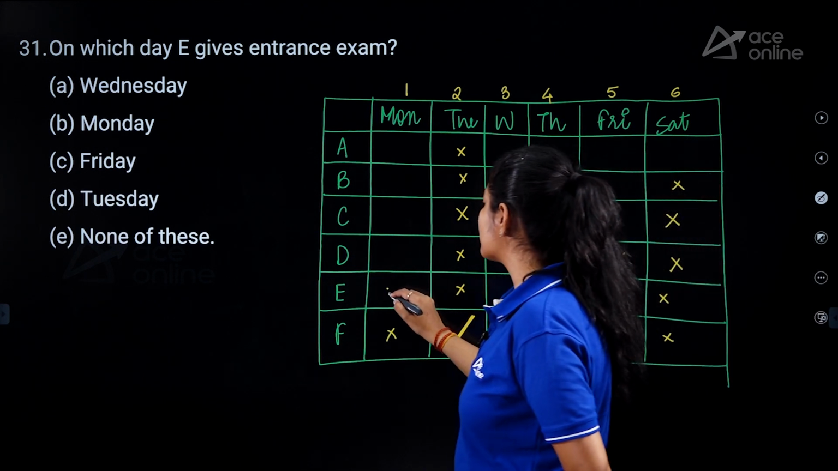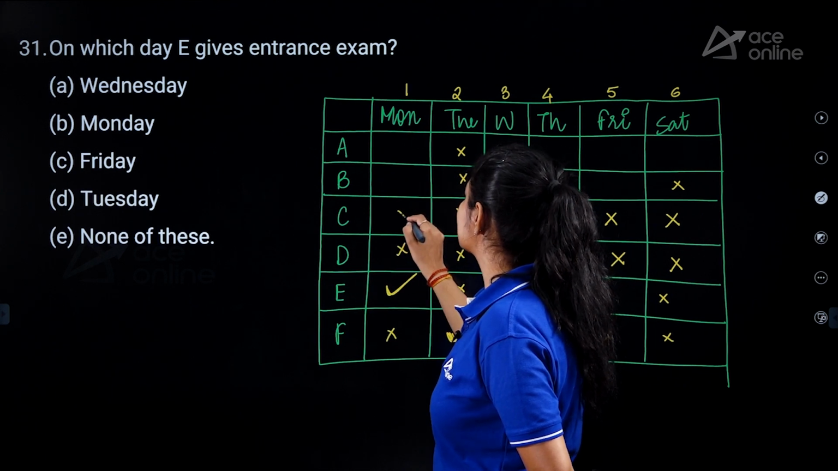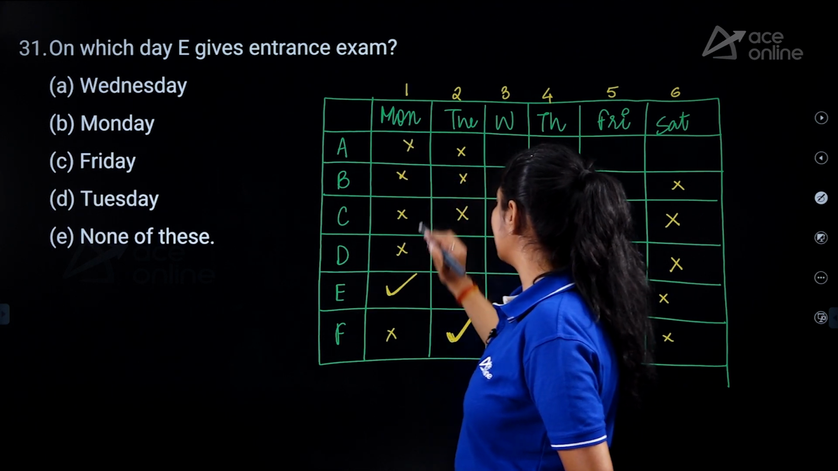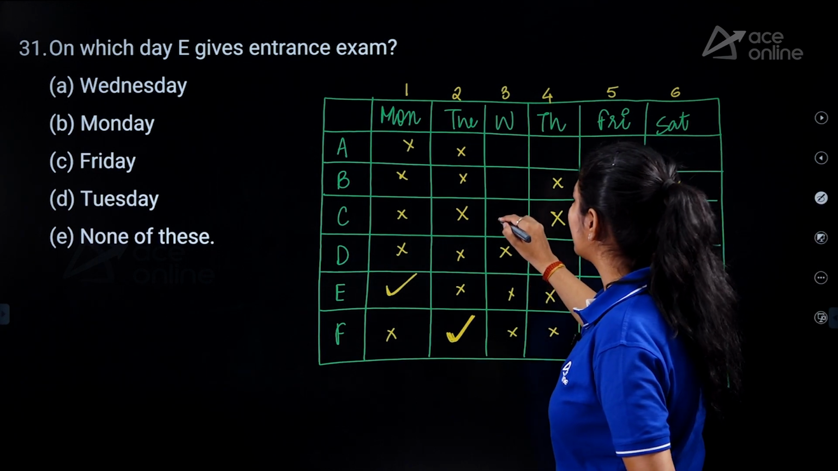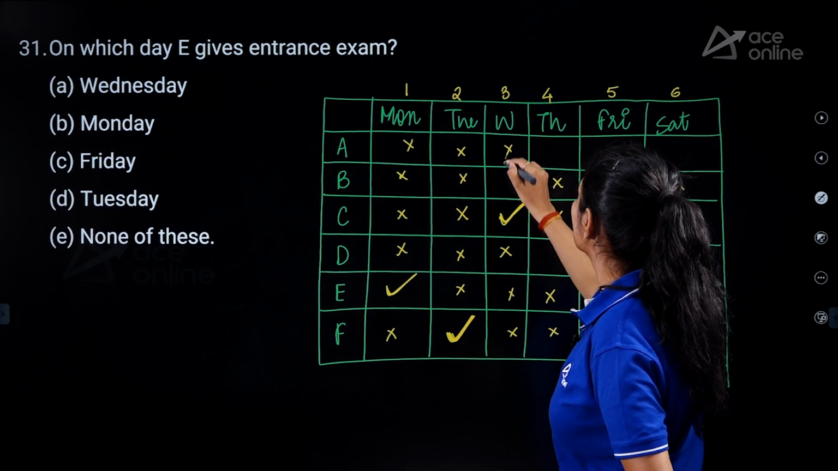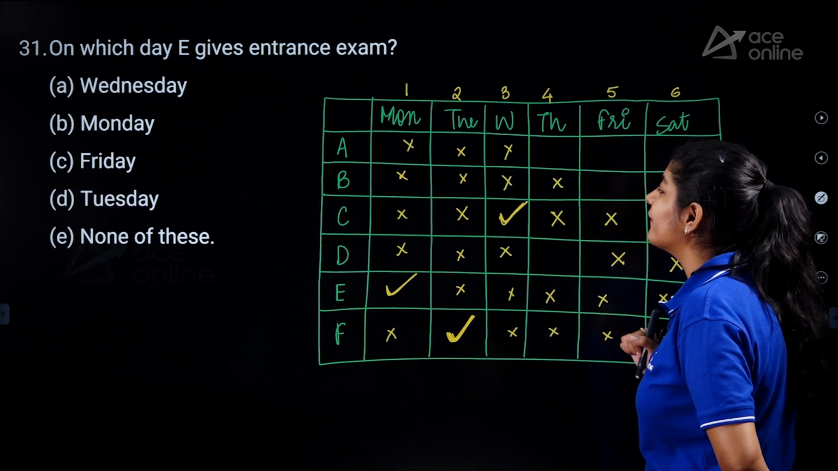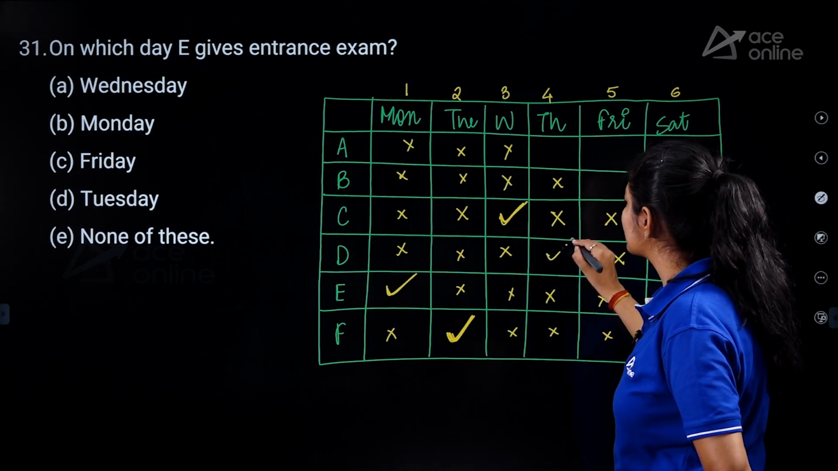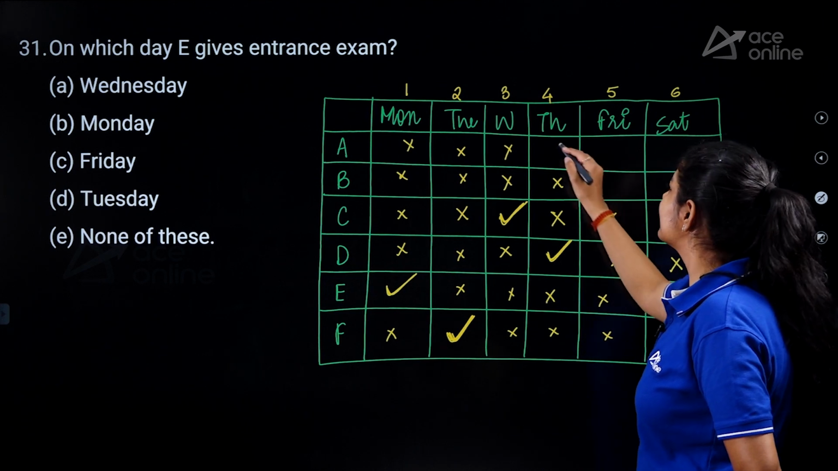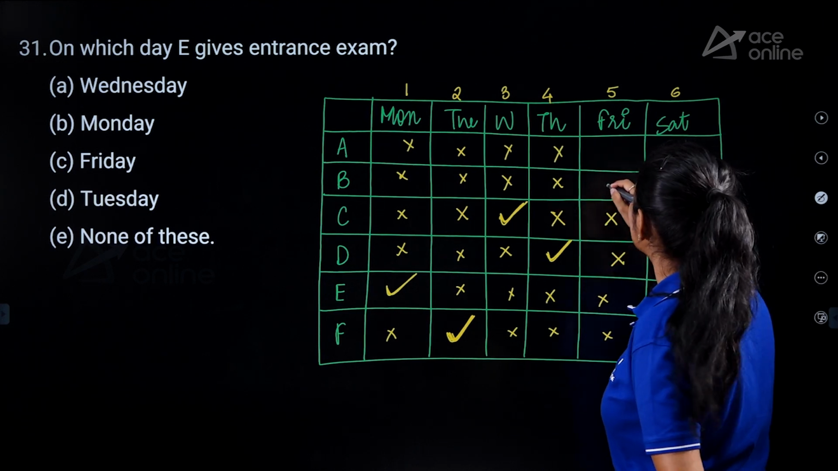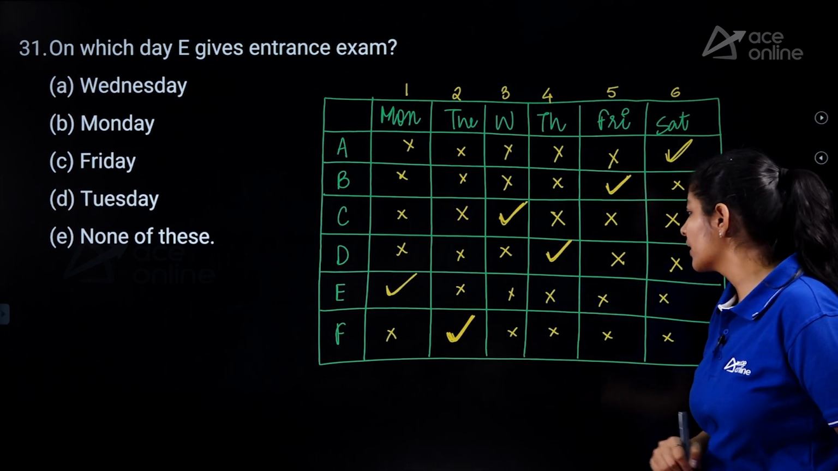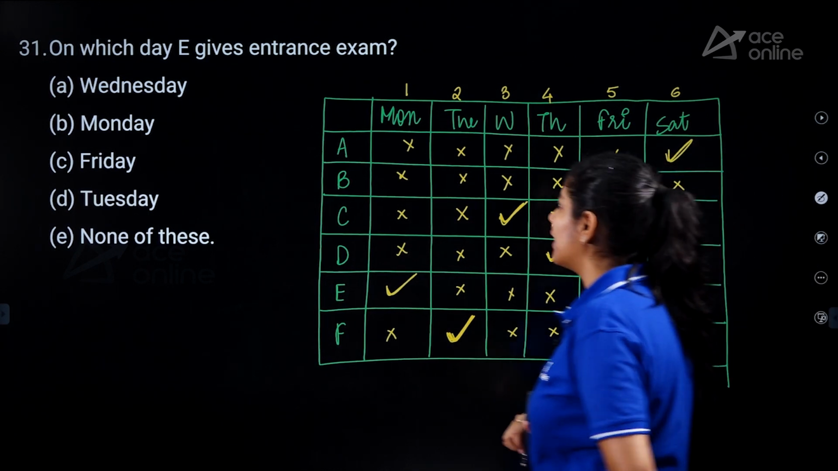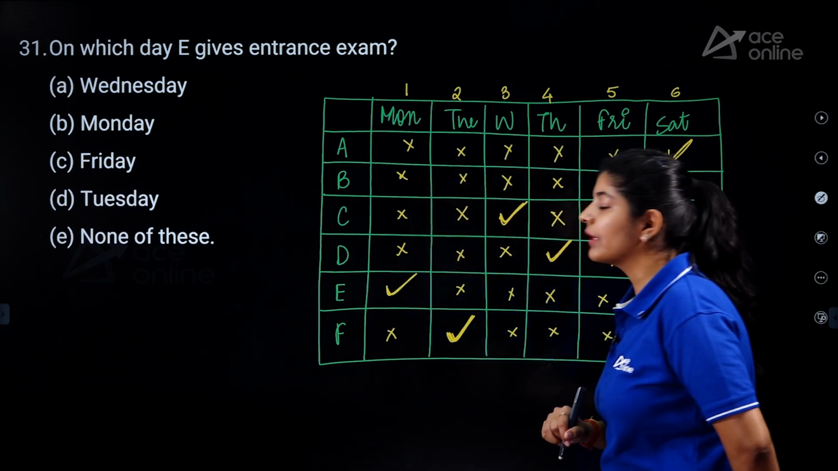So for that, it is sure that E is going to give the exam on Monday. Because of this, we can say that C is going to give the exam on Wednesday. If C is going to give the exam on Wednesday, that means D is going to give the exam on Thursday. And B gives the exam on Friday and A gives the exam on Saturday.